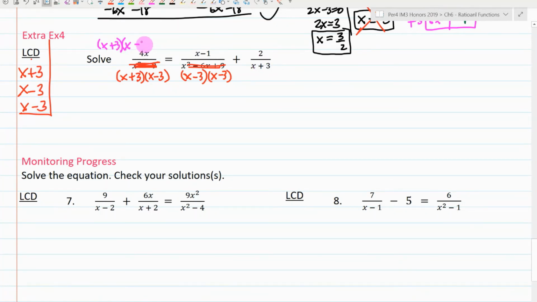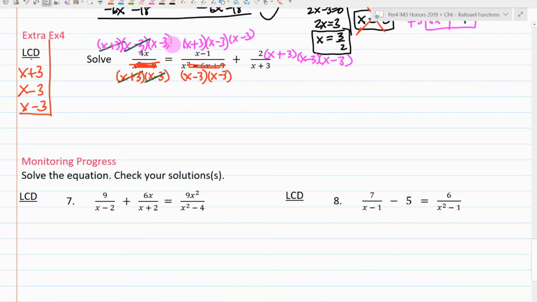x plus 3, x minus 3, x minus 3, x plus 3, x minus 3, x minus 3, and x plus 3, x minus 3, x minus 3. All right, so all 3 of these for all 3 terms. Now we're going to cancel the denominators, which is the fun part because it gets rid of everything or lots of things. So x plus 3, x minus 3.